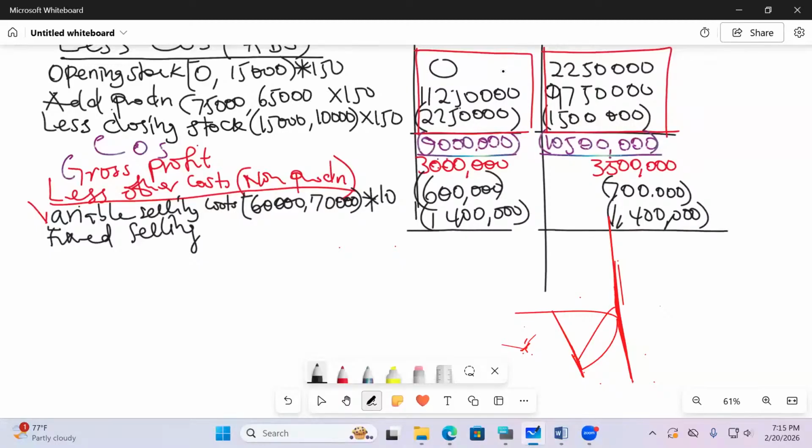So just tell me here that we have profit before overhead adjustment, to simplify language. Before overhead adjustment. So you have the gross profit of 3 million minus 600,000 minus 1.4 million, which gives us what figure? 1 million.